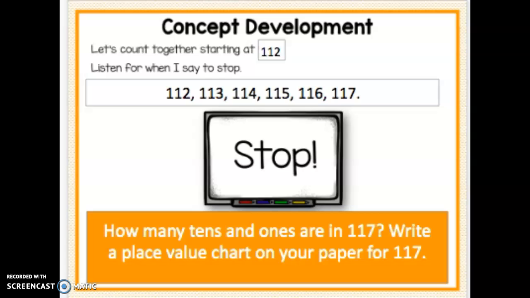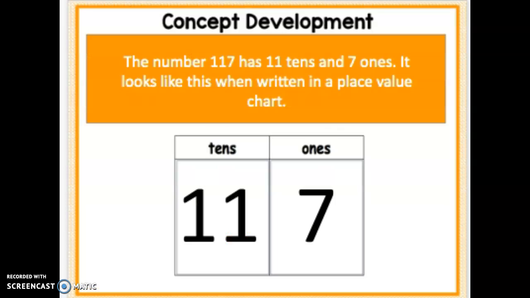This time, let's count together starting at 112 and listen for when I say to stop. 112, 113, 114, 115, 116, 117. Stop. How many tens and ones are in the number 117? Write a place value chart on your paper for 117. The number 117 has 11 tens and 7 ones. It looks like this when written in a place value chart.